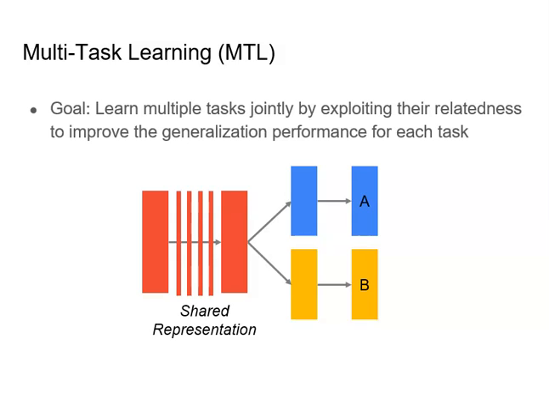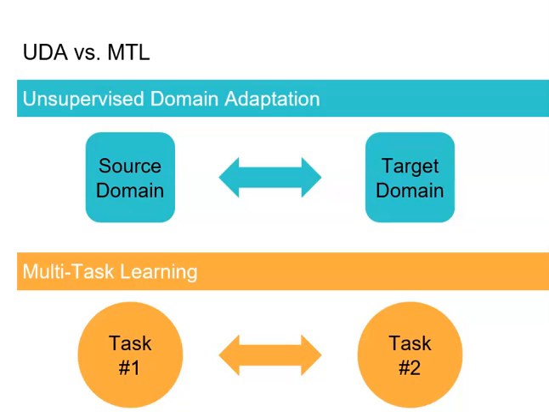Alternatively, multitask learning aims to learn multiple tasks to improve the generalization performance for each task. This technique has been used to improve the prediction performance on more than one different but related problems through shared model parameters or feature representations.